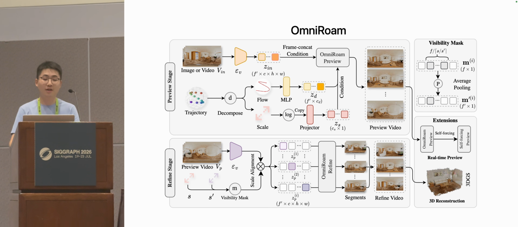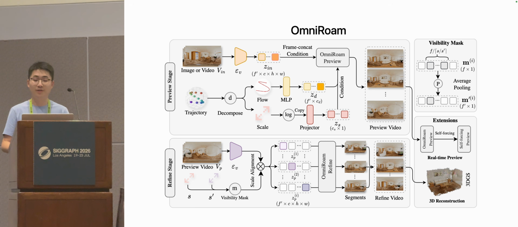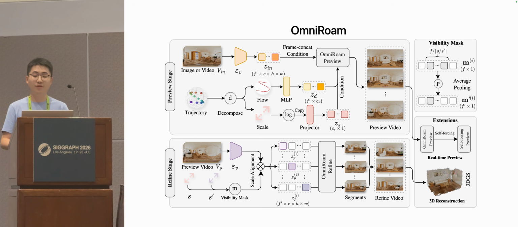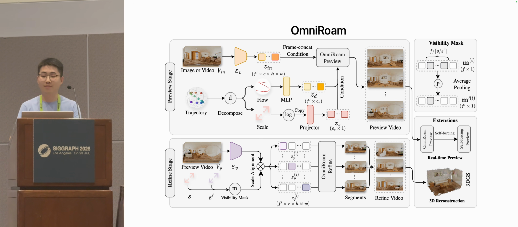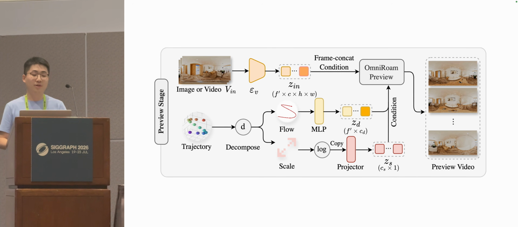Our approach is a global to local design. Generating a long, high-resolution video in one shot is both unstable and far too expensive. So instead, we split the problem in two. First, a fast, low-resolution preview lays down the global structure of the whole journey. Then a refinement stage fills in the local detail. Let's walk through the preview stage.